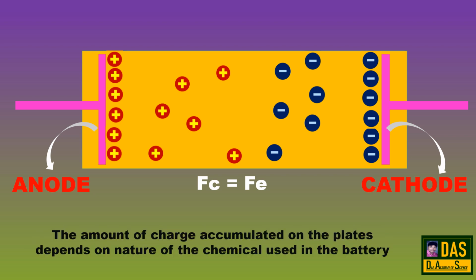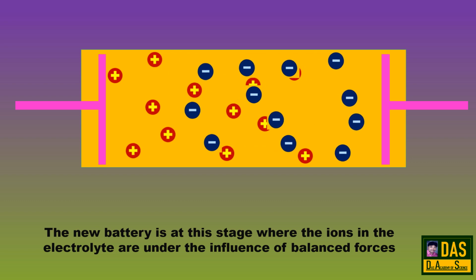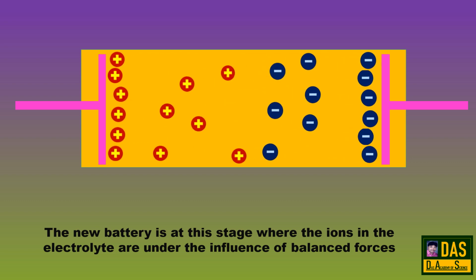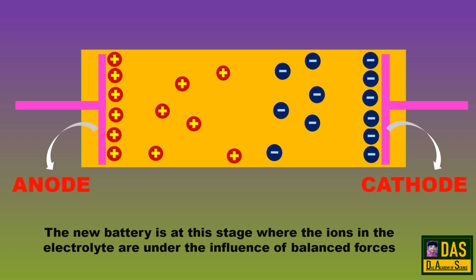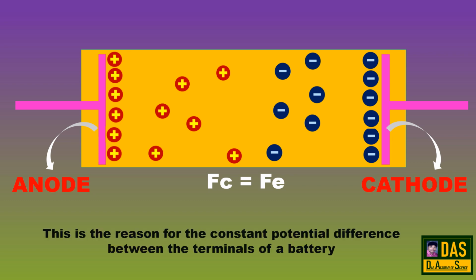The amount of charge accumulated on the plates depends on the nature of the chemical used in the battery. The new battery is at this stage where the ions in the electrolyte are under the influence of balanced forces. Here, the anode is the high potential point and the cathode is the low potential point. This is the reason for the constant potential difference between the terminals of a battery.